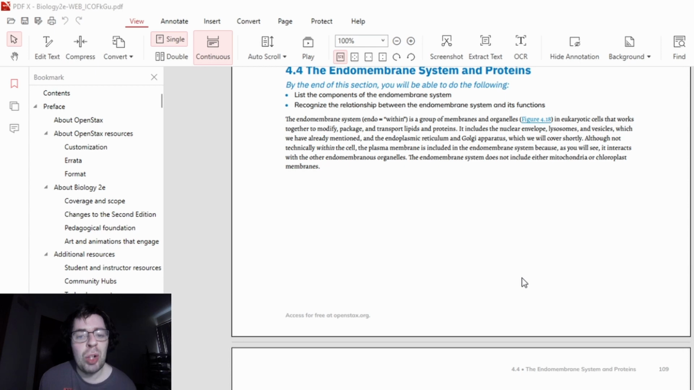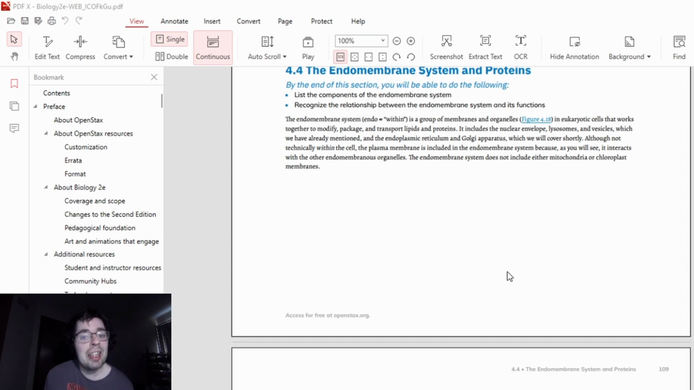The endomembrane system, remember endo means within, is a group of membranes and organelles in eukaryotic cells that work together to modify, package, and transport lipids and proteins, lipids being fats and proteins being built from amino acids. It includes the nuclear envelope, lysosomes, and vesicles, which we went over in the last lesson. So if you want to go over that again, I suggest you watch the previous lesson.